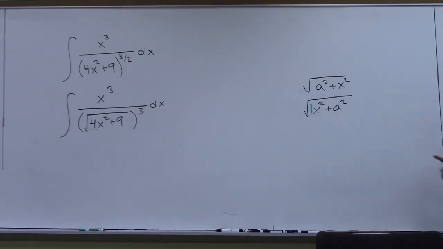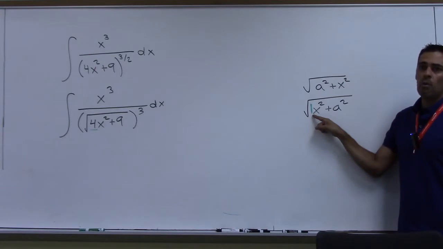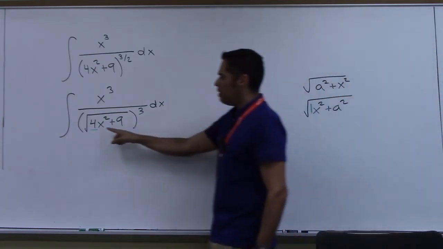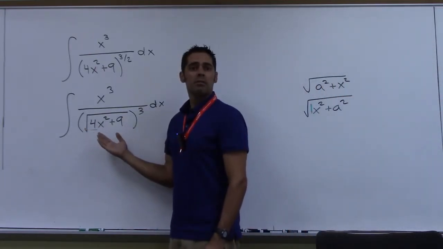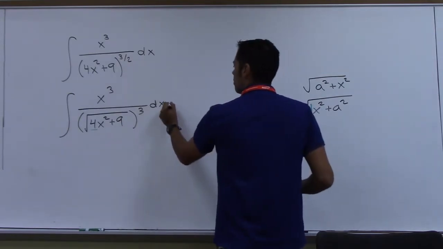So what I do is I try and force this to be a 1. And the only way to force this to be a 1 is to actually pull the 4 out. So I'm about to factor a 4 out.